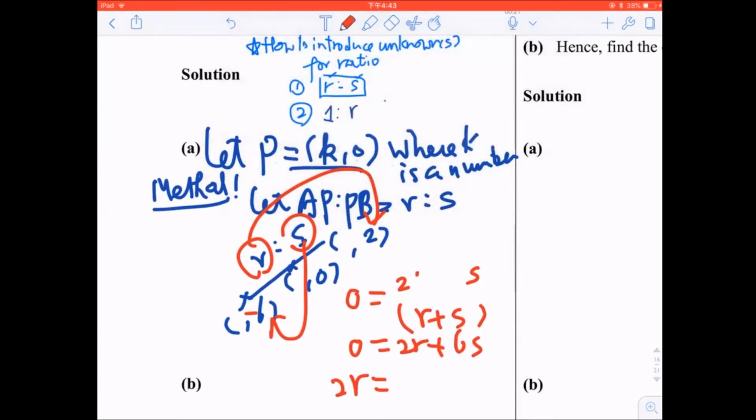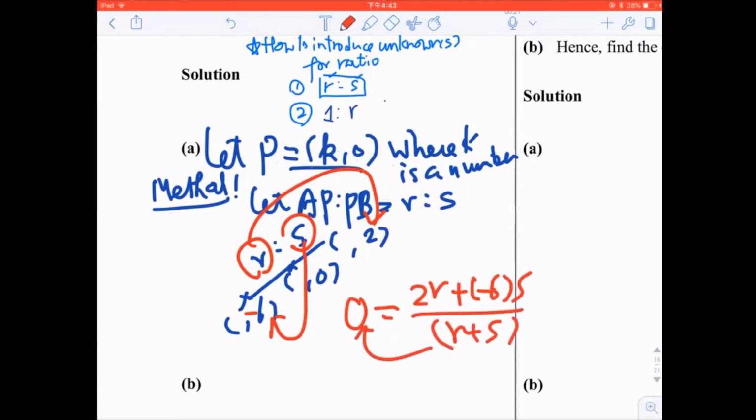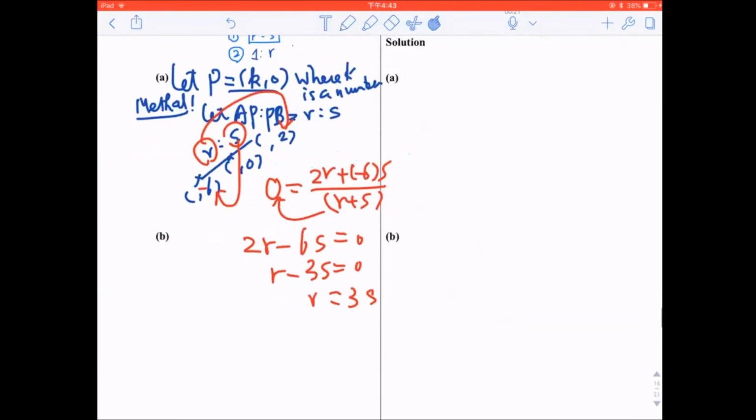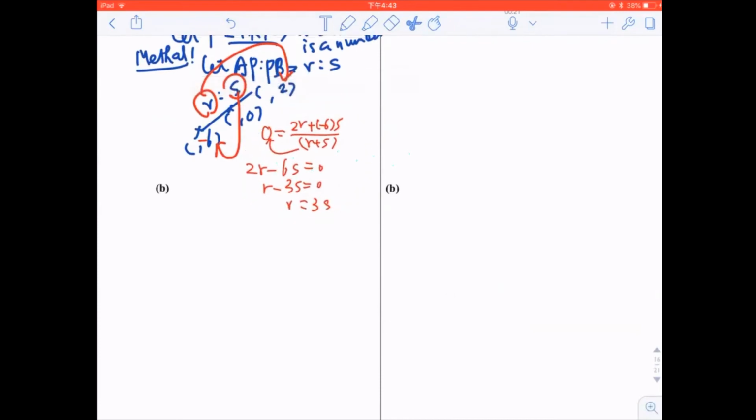So what is it? 2R plus the -6 times... sorry. I'll repeat once again here: 0 equals to 2 times R plus the -6 times S, divided by R plus S. And then R plus S multiplied to 0 is equal to 2R minus 6S equal to 0. And so now it's R minus 3S equal to 0. In general, you work out the relation between R and S. In Form 2, you know that based on this one equation in two unknowns without constant term, you can work out the ratio.